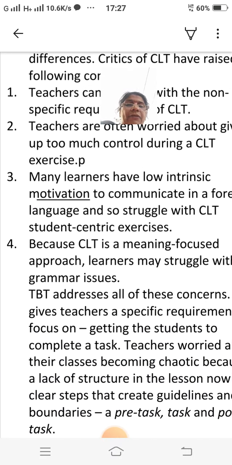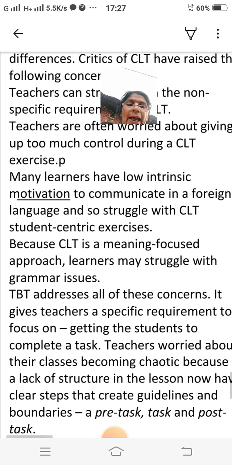Teachers can struggle with the non-specific requirements of CLT. Many learners have no intrinsic motivation to communicate in a foreign language and so struggle with CLT's student-centric exercises.